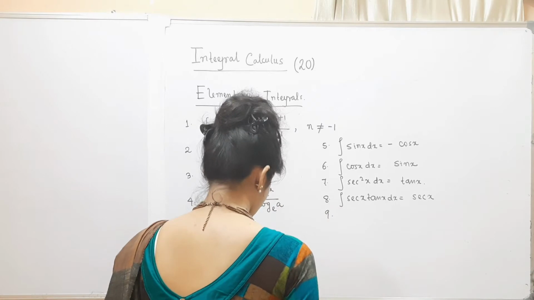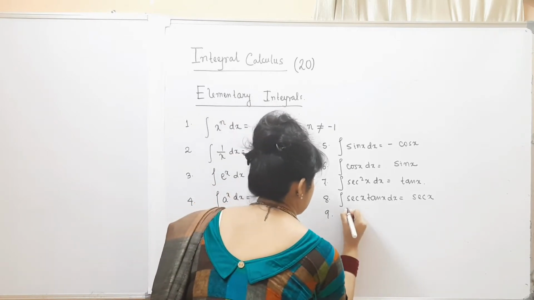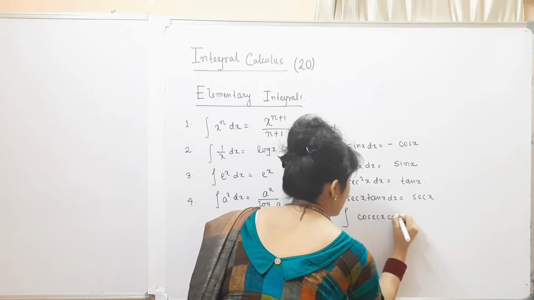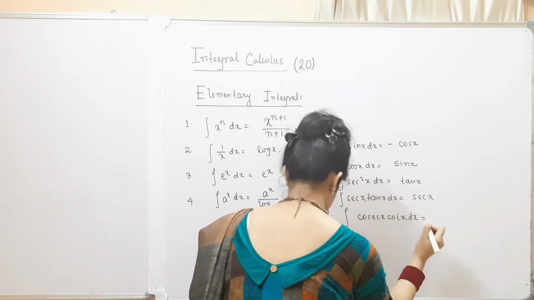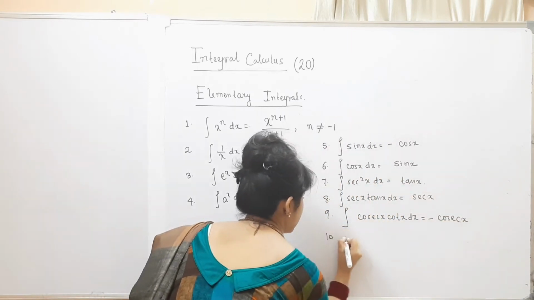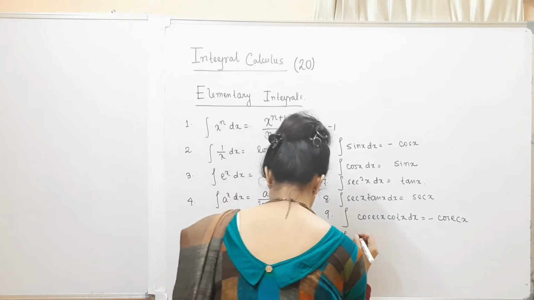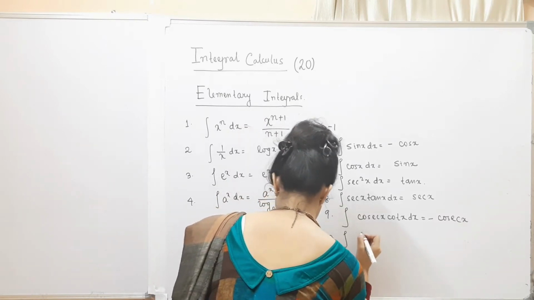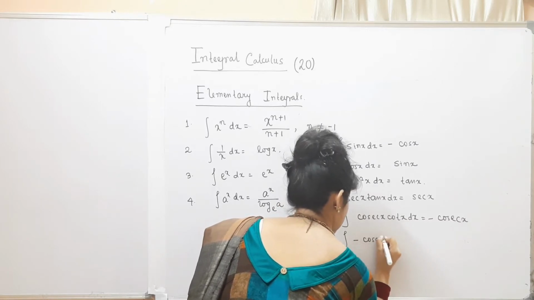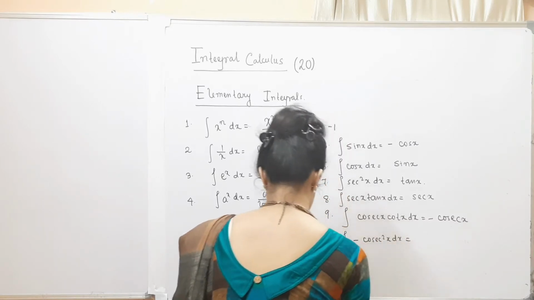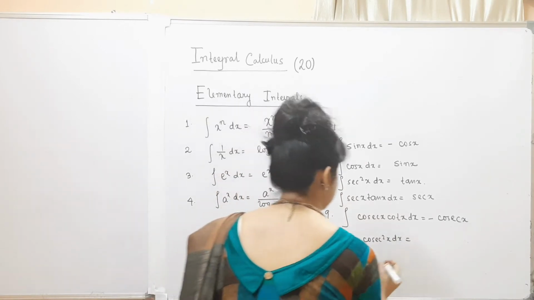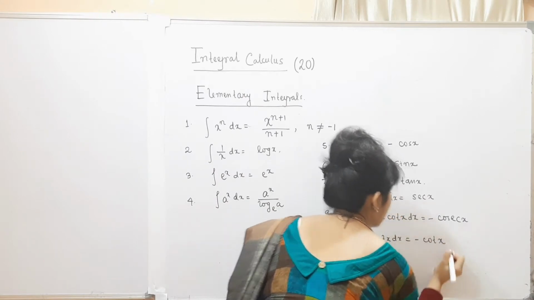Now number 9 is integration cosec x cot x dx, that is equal to minus cosec x, and number 10, that is integration cosec square x dx, you will get minus cot x.